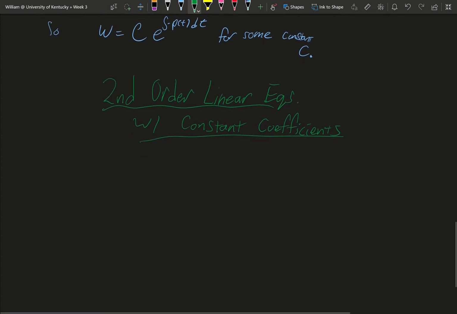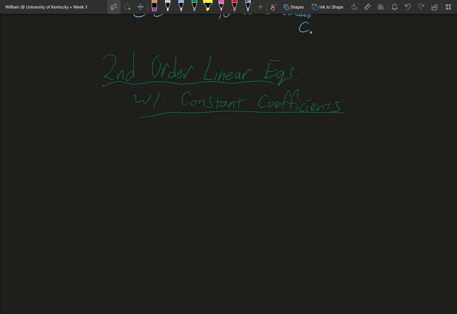So now let's get into a topic that we're basically going to continue talking about for the rest of this section. We've already talked about it a bit, and that is second order linear equations with constant coefficients. So what does this mean?